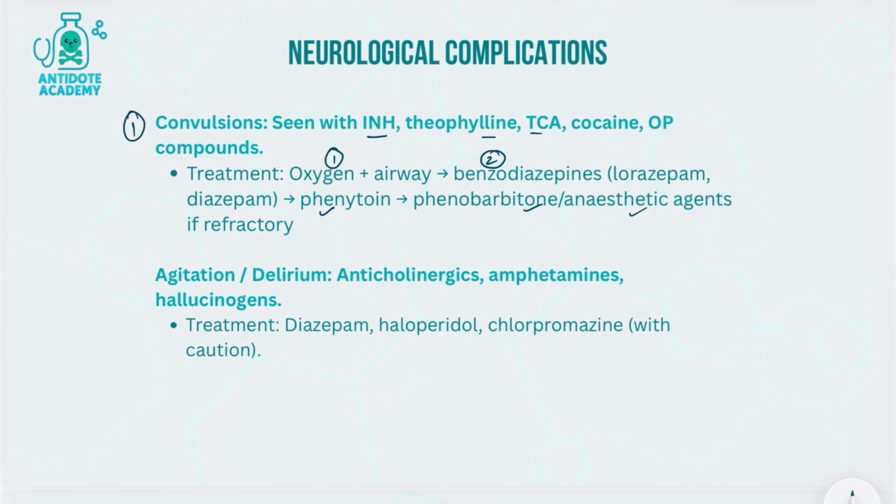The second complication we see is agitation, delirium, restlessness, confusion or very aggressive behavior. It is often seen with anticholinergics like atropine overdose, and also in amphetamine overdose, and hallucinogenic agents like LSD. The first treatment is to give diazepam, which calms the patient. In severe cases, we give haloperidol or chlorpromazine, and that is also given with caution.